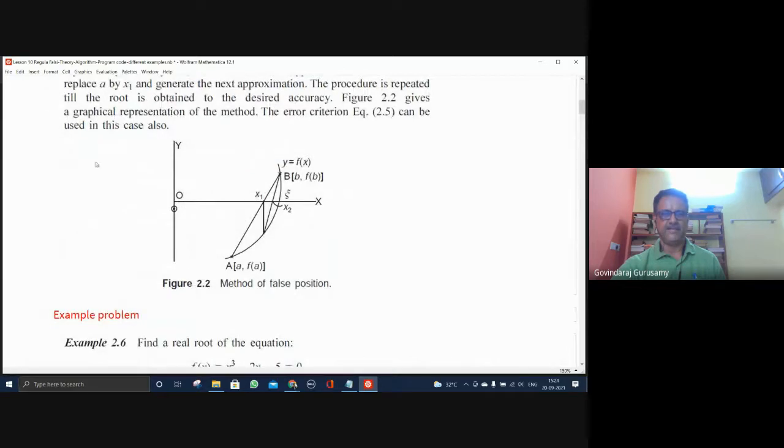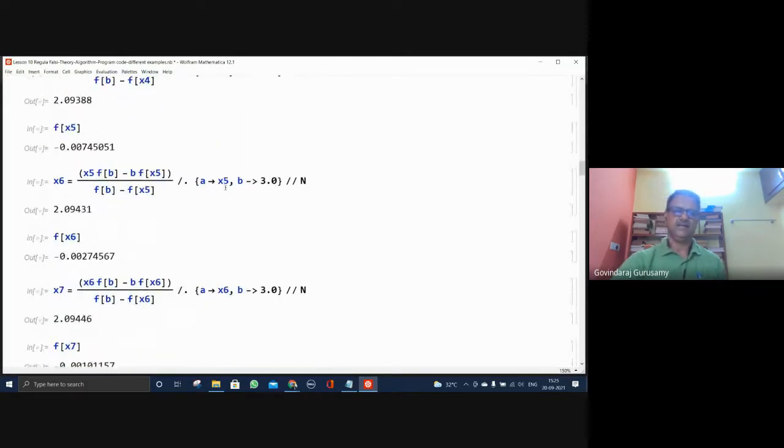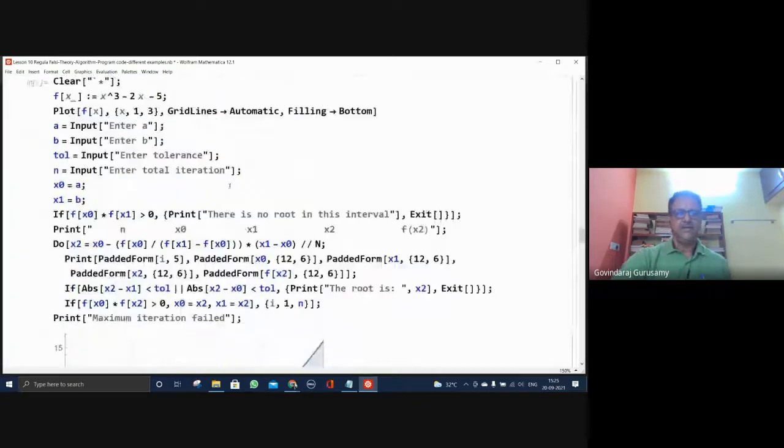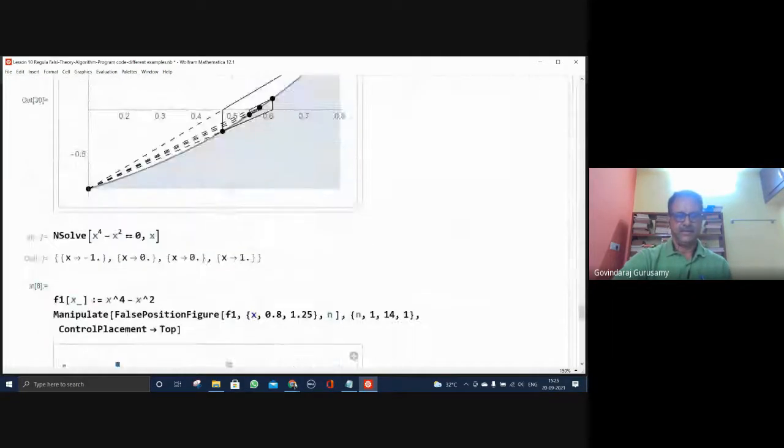What is happening in the method? What will be the algorithm that you should follow? That should be understandable first, and then you can play with that. Okay, so we'll go to the next part of it.